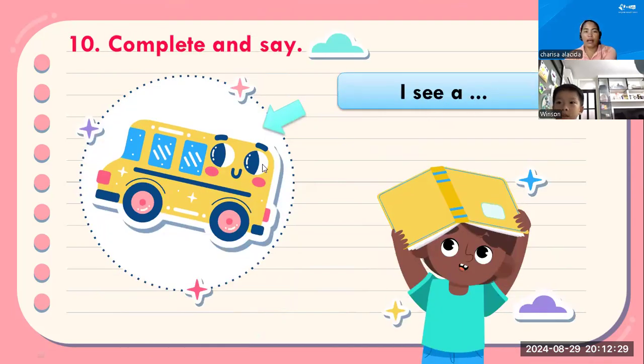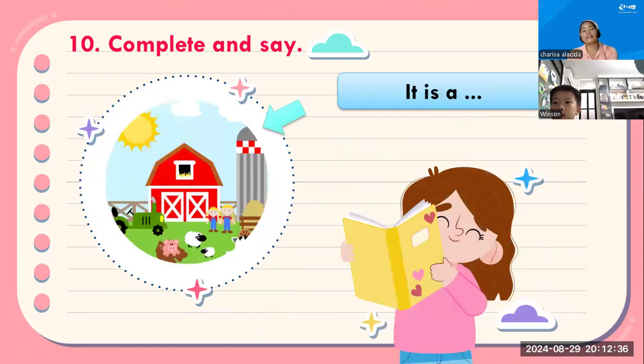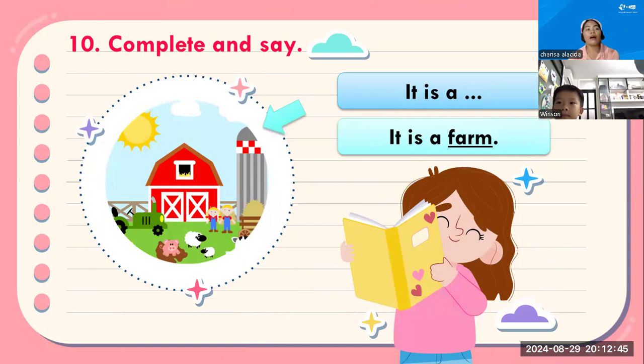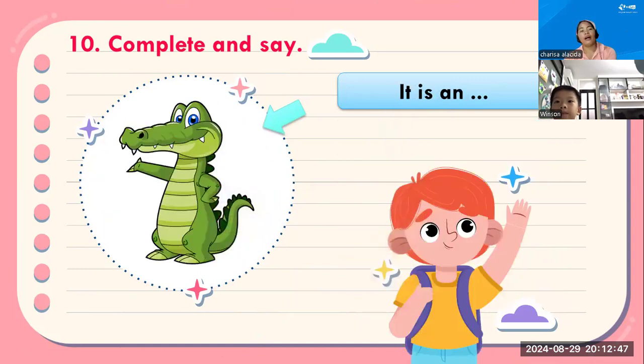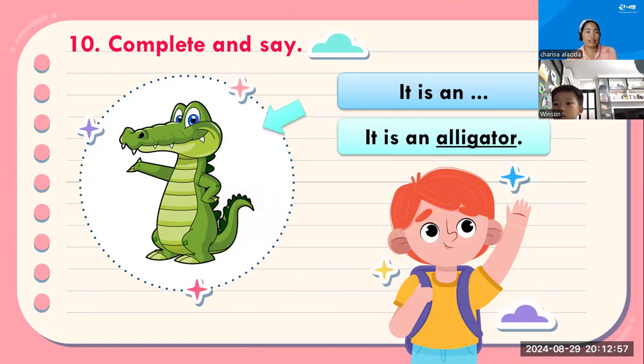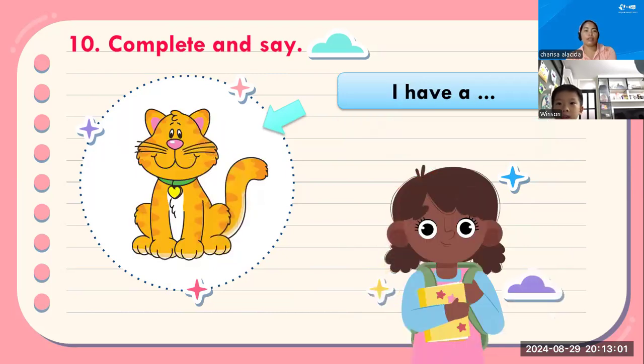Okay, complete and say. I see a bus. Okay, very good. Next, I see a farmer. This is a farm. Very good. Okay, next, what is that? It is an alligator. Again, it is an alligator. Very good.